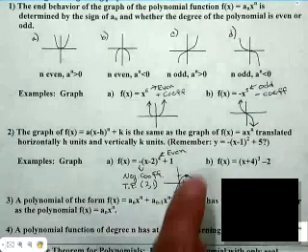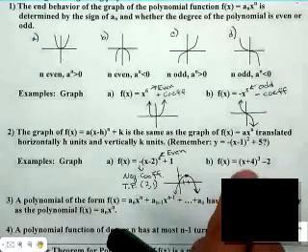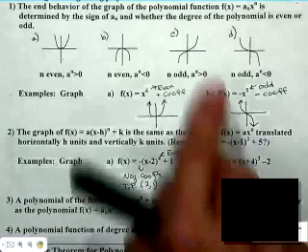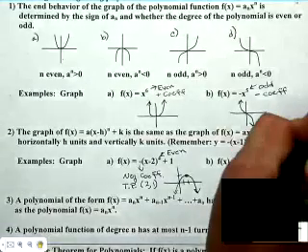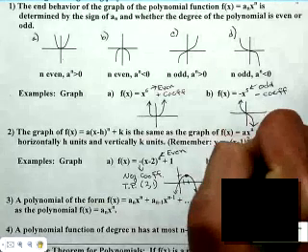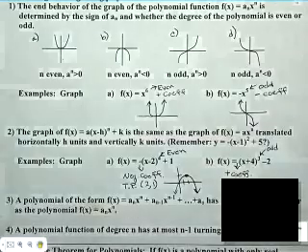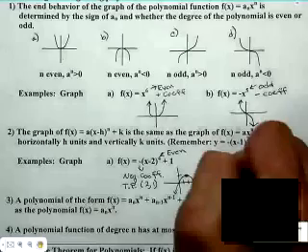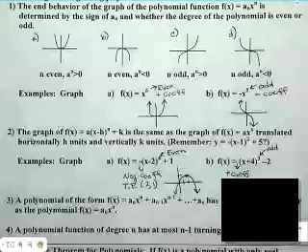What about example B? F of x equals x plus 4 cubed minus 2. The end behavior of that graph looks like C. It looks like x cubed because the degree is odd and the leading coefficient is positive. So it goes down on the left, up on the right, and has been shifted so that its turning point is what? Negative 4, negative 2.